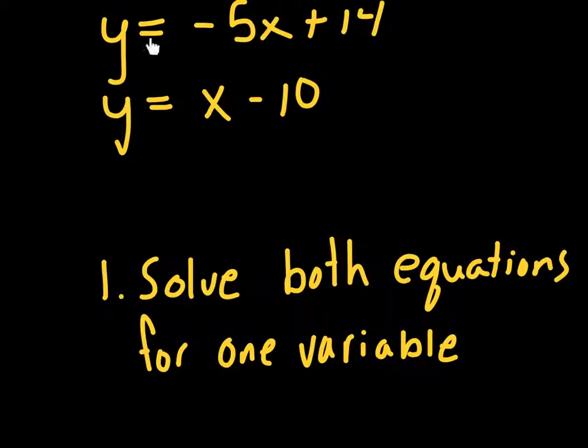Say we have a system of equations like we do here. We have y equals negative 5x plus 14, and we have y equals x minus 10. The very first thing that you want to do to solve this algebraically is to solve both equations for the same variable, which is already done for you, isn't it? Both of these equations are solved for y. So step one is already done for us. We want both equations solved for the same variable. It's already done.